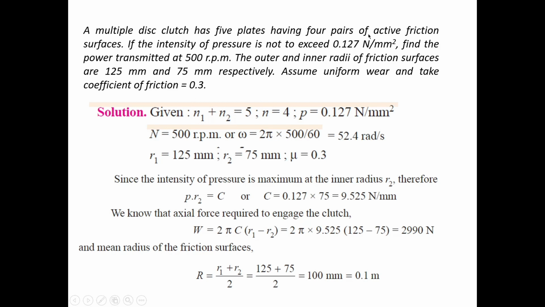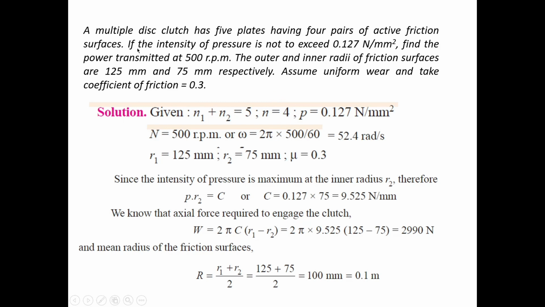Having 4 pairs of active frictional surfaces. How many pairs of active frictional surfaces are here? 4. So small n is equal to 4. Suppose this value is not given, then there is a formula for finding out this n value. Simply we have to add N1 plus N2 and subtract 1. So that is the n value. Here, the n value has been given.